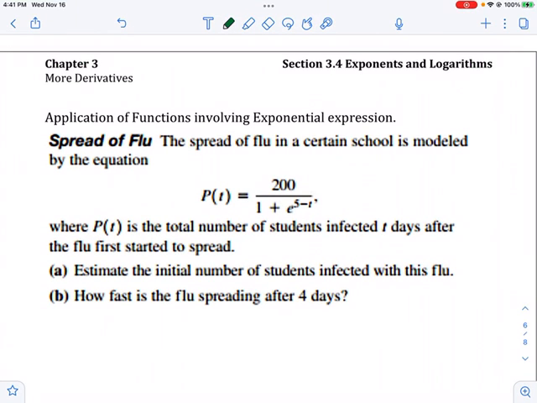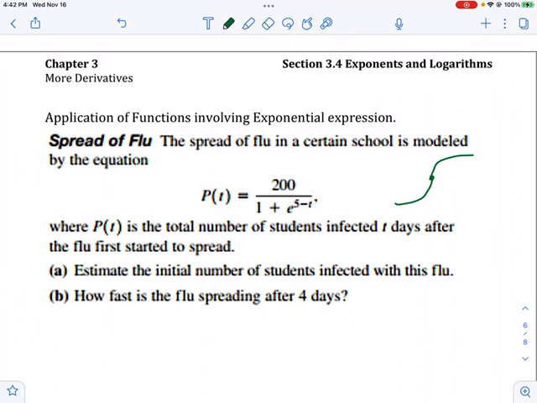We are working with section 3.4, exponents and logarithms, and with this application of functions involving exponential expressions. So very often we have exponential growth, and then we have a changeover where the rate of change increases rapidly, and then it gets to a point, what they call a point of inflection, where the rate of change decreases. And so you have a curve that's very much like an exponential function.